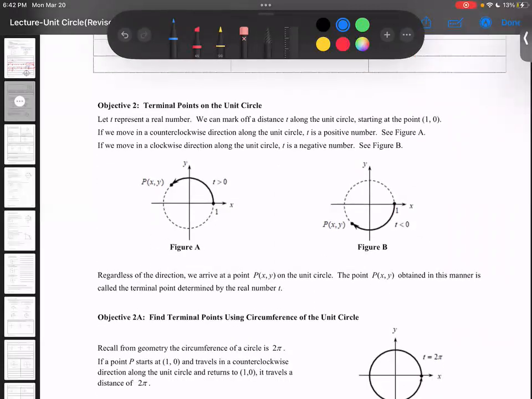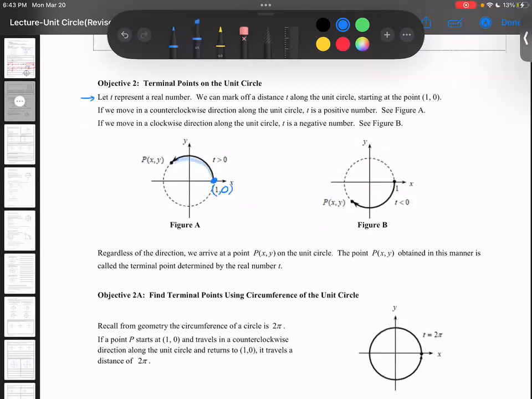Now, objective 2, we're going to talk about the terminal points on the unit circle. Let t represent a real number. We can mark off a distance t along the unit circle, starting at the point (1, 0). That's (1, 0): the x value is 1, the y value is 0. If we move in a counterclockwise direction along the unit circle, then t is positive. If I move t in the clockwise direction, then t is negative.